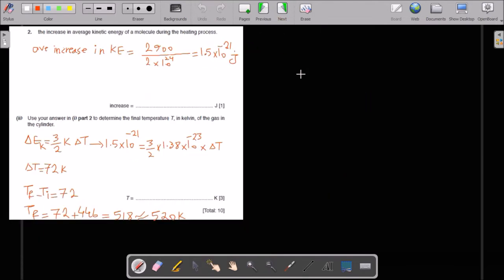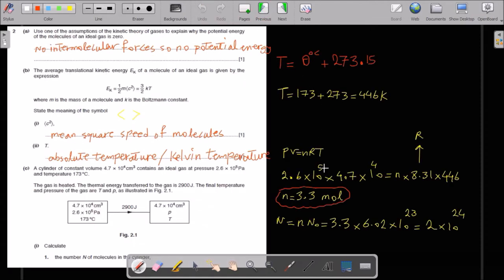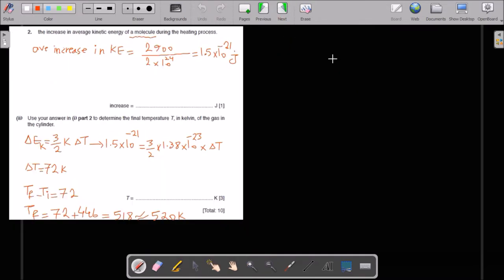The increase in average kinetic energy of the molecule during the heating process. You know that the thermal energy given to the gas is 2900. So for one molecule, you should divide by the number of molecules. So 2900 divided by 2 times 10 to the power 24, which you get from the last part. So you can find the answer. This is the average increase in kinetic energy, which is equal to 1.5 times 10 to the power negative 21 joules.